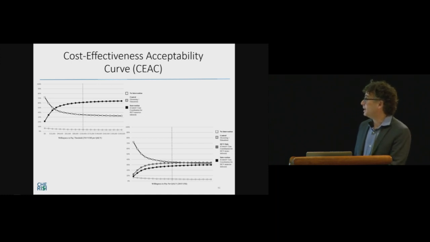So in a CAC, these are a little bit funky to interpret. On the horizontal axis is different willingness to pay thresholds, right? Because depending on what we assume the willingness to pay threshold is, we might get a different answer. And on the vertical axis is the percentage of our 10,000 simulations in which a given strategy was the preferred strategy at a given willingness to pay threshold. Okay, and then each line is one of our strategies.